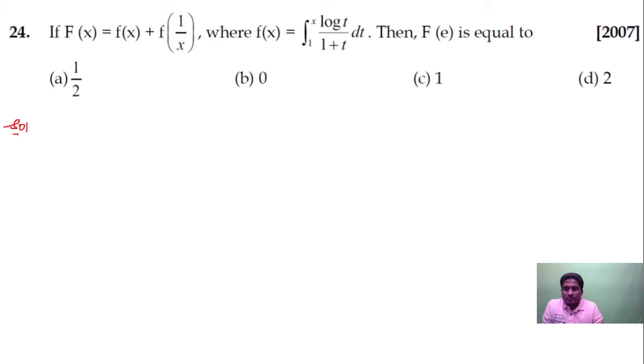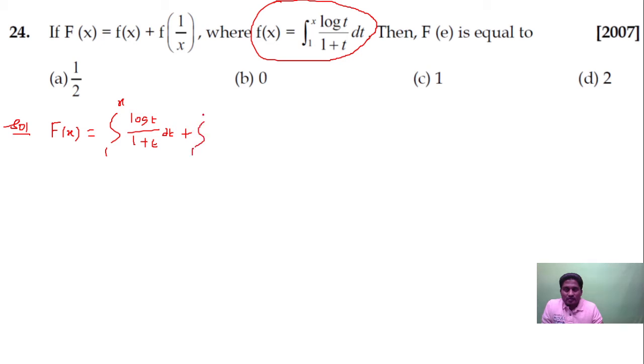Okay, just note this step now. This capital F(x) is equal to f(x) plus f of 1 by x. f(x) is already given. f(x) is equal to integration of 1 to x, log t divided by 1 plus t dt, plus integration of 1 to 1 upon x. f of 1 by x means replace x by 1 by x. This will be equal to log t upon 1 plus t dt. Isn't it, guys? I repeat myself, this is f of x, this is f of 1 by x. Go back there and replace x by 1 by x.